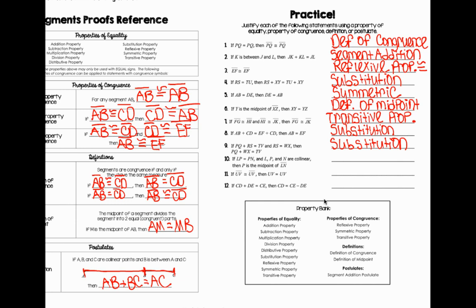Okay, number 10. If LP is equal to PN and L, P, and N are collinear, then P is the midpoint. So that's definition of a midpoint. If UV is congruent to UV, then UV is equal to UV. So that is your definition of congruence. If CD plus DE equals CE, then CD is equal to CE minus DE. So you are subtracting there, so that's your subtraction.